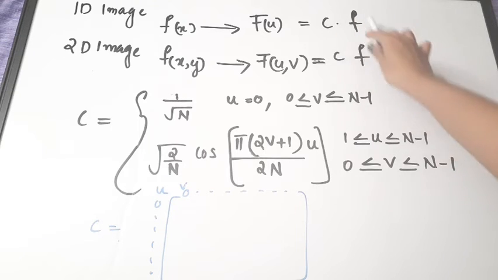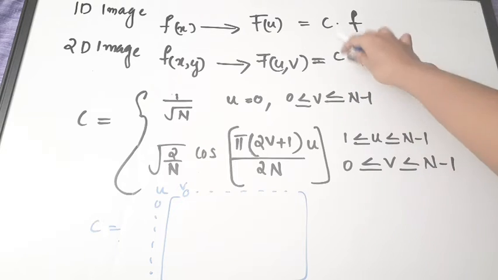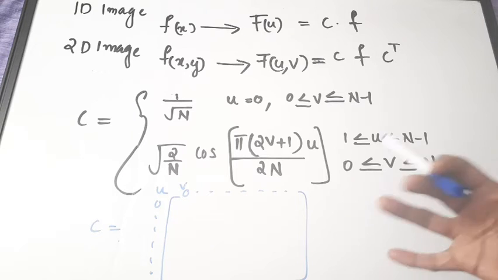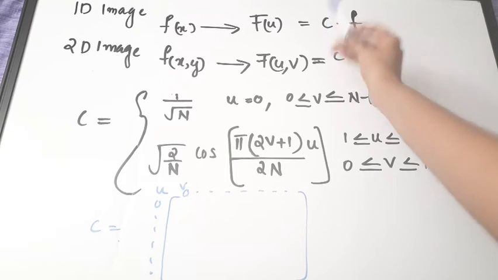So for converting the 1-dimensional image or sequence, you have to multiply the given sequence matrix. This is a matrix, f is a matrix. This f matrix you have to multiply with the DCT matrix. C is the DCT matrix. This is the basic concept. Later on we will see how to form the DCT matrix. But just know, if a 1-dimensional sequence is given to you and you want to take the DCT, you have to multiply that sequence, in matrix form, with the DCT matrix.